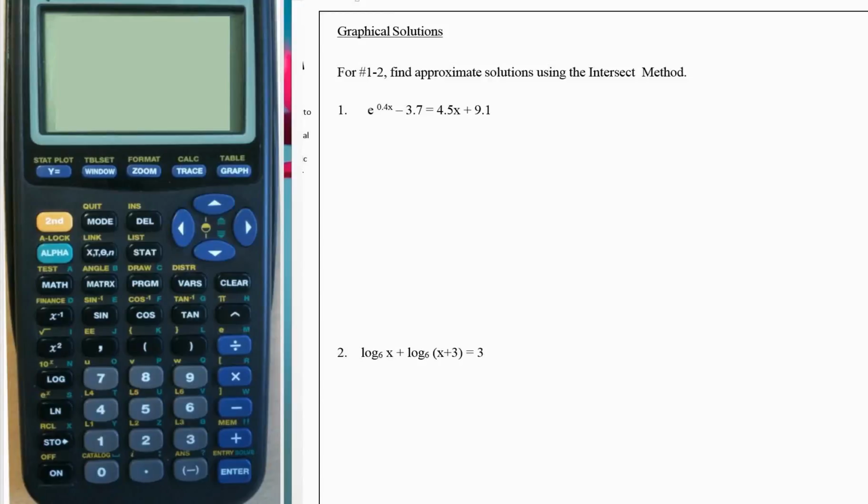Some logarithmic and exponential equations would still be hard to solve with the methods we've learned. So we could use our calculator to find approximate solutions using the intersect method. What we're going to do here, we have e^(0.45x) - 3.7 = 4.5x + 9.1. And we're going to put the left-hand side in y1, and the right-hand side in y2.